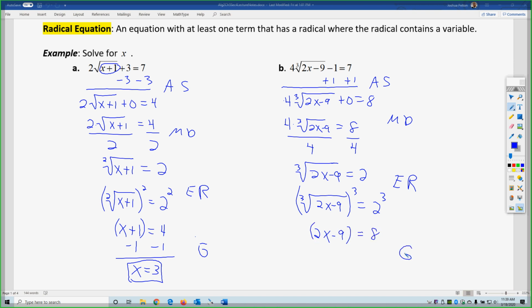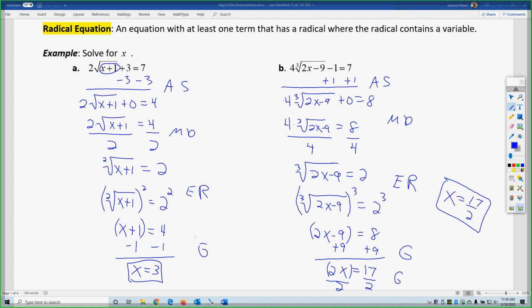So the grouping symbol twice, so we'll add 9. So 2x equals 17. Grouping symbol again, divide by 2. So x is 17 halves. Okay, you can plug that back in for yourself.